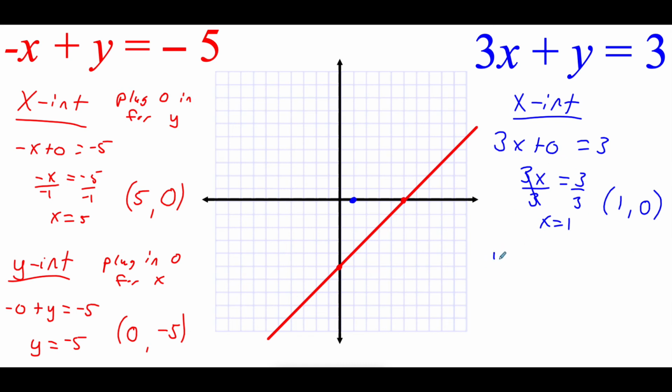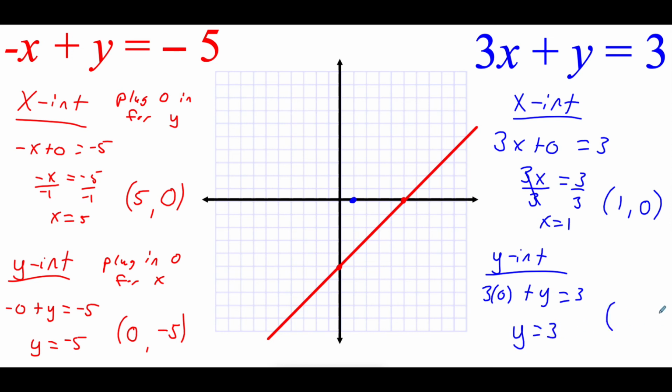Now, as far as finding the y-intercept, just like we did earlier, we find the y-intercept by plugging 0 in for the x value. So this is going to say 3 times 0 plus y equals 3. Well, 3 times 0 is 0. And if we add 0 to y, then we just get y equals 3.